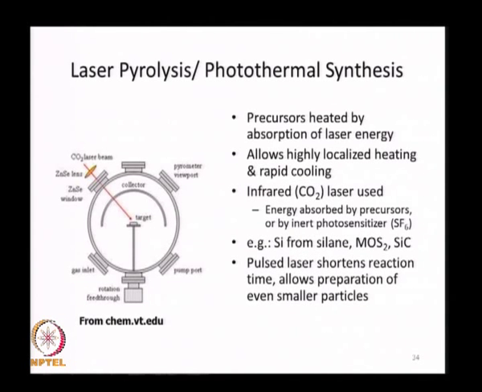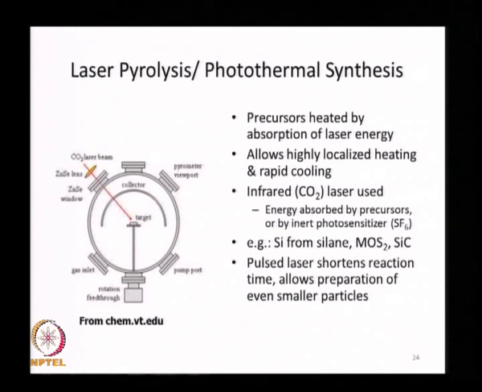A related technique is laser pyrolysis or photothermal synthesis. Here the precursors are heated by absorption of laser energy, and this technique allows highly localized heating and rapid cooling. So, quenching becomes easy when you are using this technique. You do not have to allow growth to occur beyond a point where you want to stop it. Infrared laser, CO2 laser can be used, which reduces the expense of the operation.